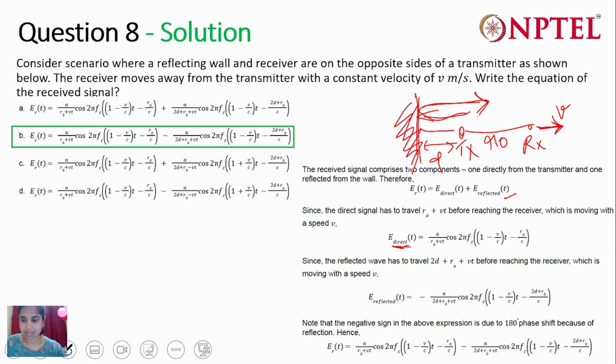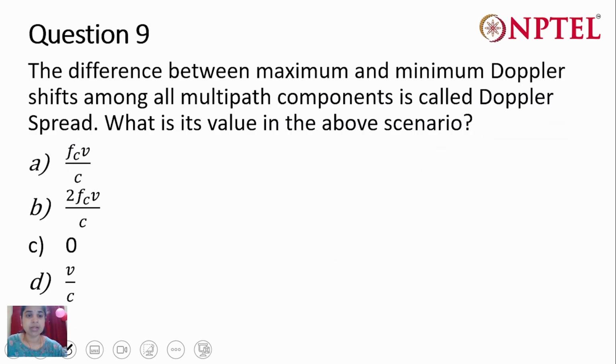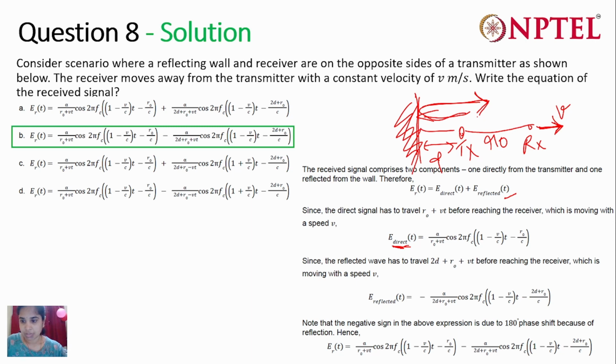Okay, so the next question. The next question is also dependent on the previous one. What is the difference between the maximum and minimum Doppler shifts? I'll keep the equations here. So what is the Doppler spread? Basically, the difference between the maximum and minimum Doppler shifts. What is the Doppler spread at the received signal? Two times fc v by c.